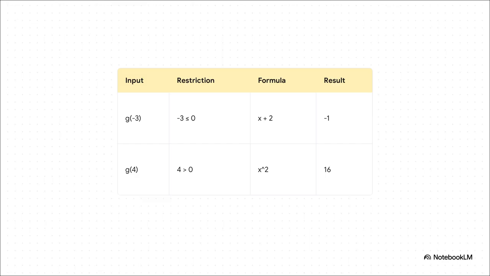Simple enough. Now let's try g of 4. 4 is greater than 0, so it meets the first restriction. We use the formula x squared. 4 squared is 16. It's incredibly systematic once you get the hang of it. The input always determines which piece of the function applies.